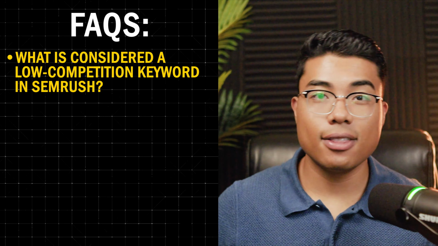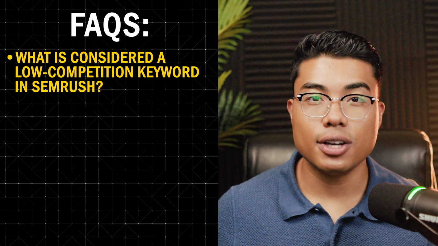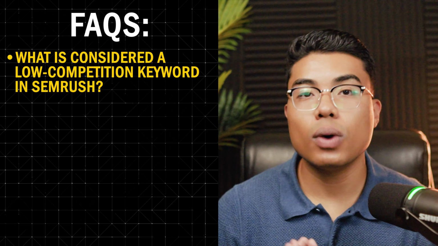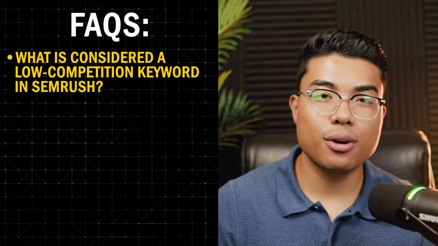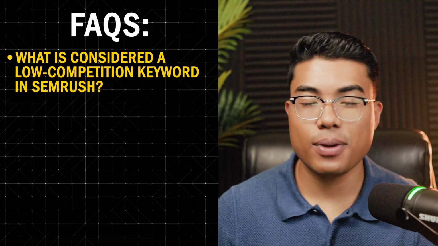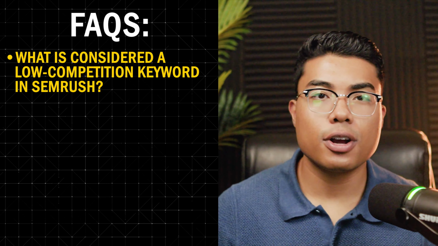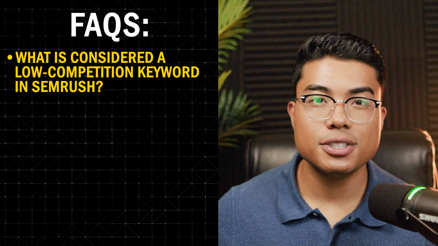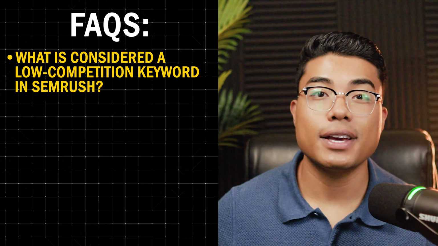What is considered a low competition keyword on Semrush? In Semrush, keyword difficulty or KD is scored from 1 to 100. Let me give you guys a general rule. 0 to 29 is ideal for newer websites and it's easier to rank for. 30 to 49 is moderate competition. It's still doable with a little bit of authority. 50 plus is high competition and usually dominated by the bigger players in the space.